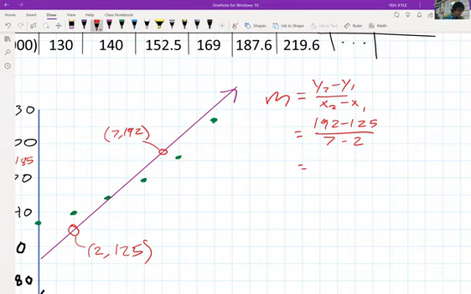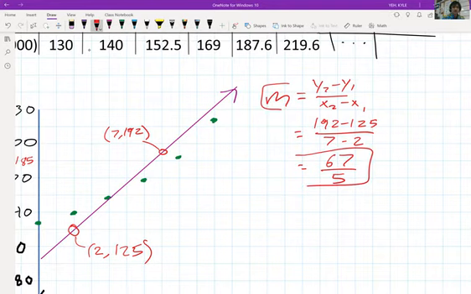And if you need a calculator, go ahead and grab your calculator. This looks like 67. Oh gosh. Looks like 67 over 5. And I love fractions, so I'm going to leave it like that. m equals 67 over 5. 13.4. So it's saying every year that median home price is growing by about 13,400 according to my line.